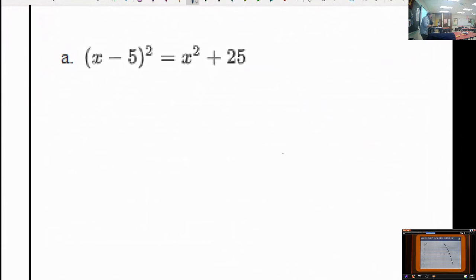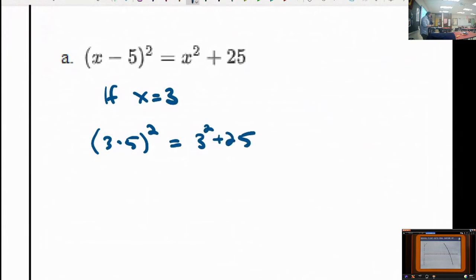However, here's a good way to think about this question. Let's pick a number for x. Like, how about if x is 3? 3 minus 5 squared might be equal to 3 squared plus 25. 3 minus 5 is negative 2. Negative 2 squared is 4. 3 squared is 9, and 9 plus 25 is 34. These are not the same thing. So the answer is not always.